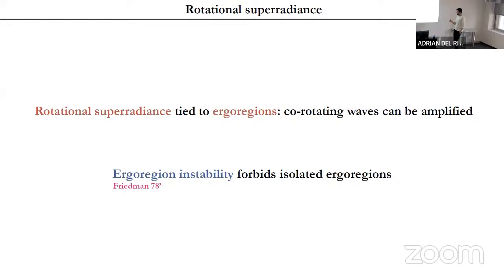Now, this kind of superradiance is tied to what's known as ergoregion instability, which is basically an instability associated with the superradiant production, which destabilizes an isolated ergoregion. Basically, you need some kind of absorption mechanism to stabilize it.